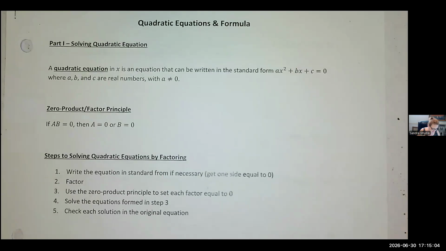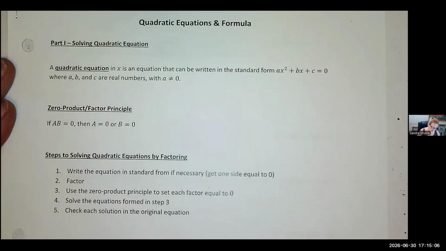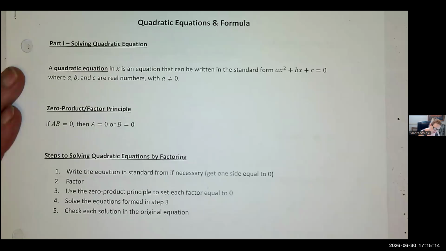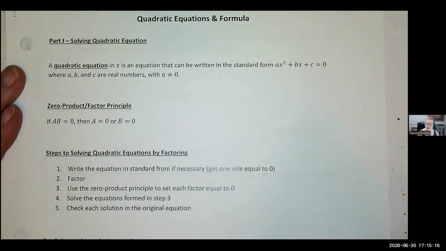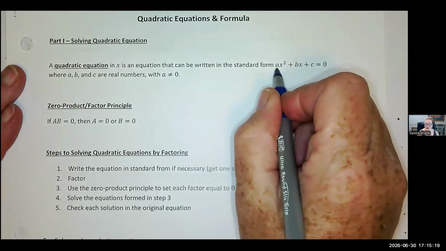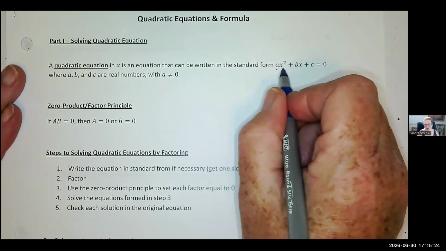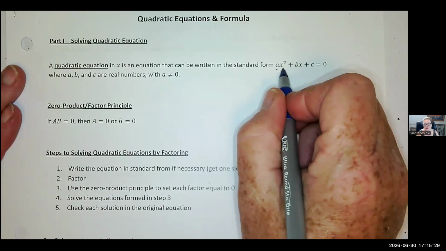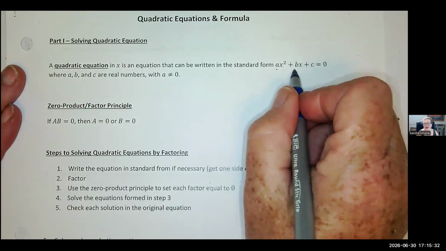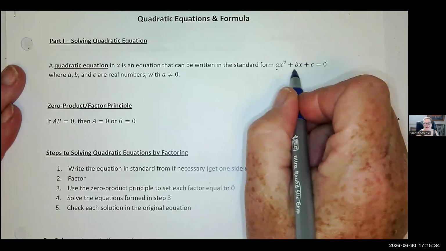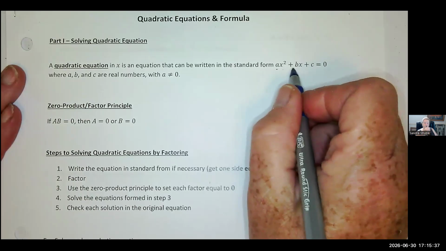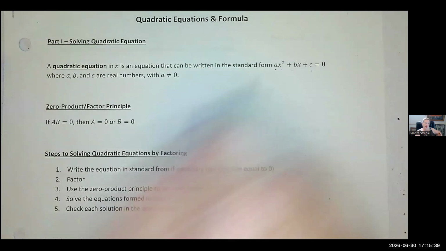A quadratic equation in X is an equation that can be written in the standard form. So here's what you need to understand. The number in front of X squared is called the coefficient, and it is A. There won't be anything higher than X squared, or there shouldn't be. If there is, that means you're going to have to factor out an X. B is the coefficient, or the number in front of X, and this includes the sign. C is the constant. There is no X with it at all, whether X squared or X.